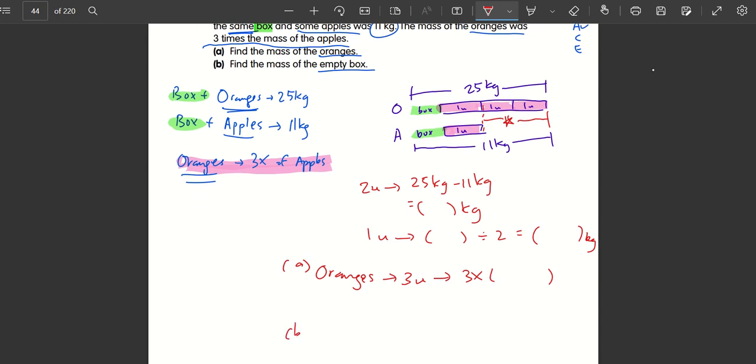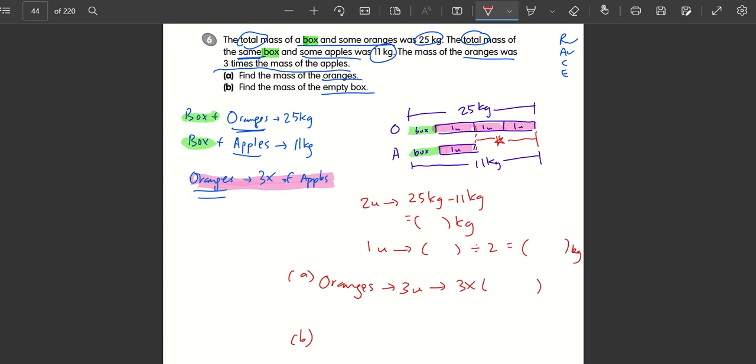Should be quite alright now. You can use either identity, either the box and the oranges, and you take away the oranges, or the apples and the box, take away the apples. Right, so that's this question. The idea is once you are able to understand the story and draw a picture or model, it really helps you to answer fairly quickly. For the empty box, you had to do some subtraction. Don't forget to check on your units.